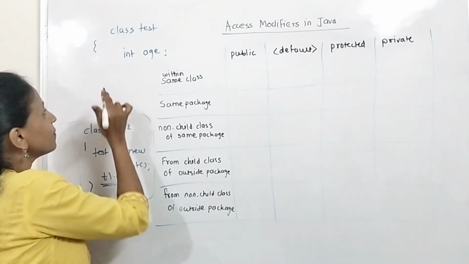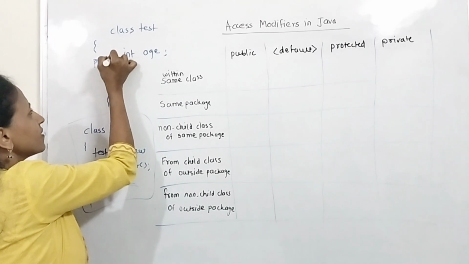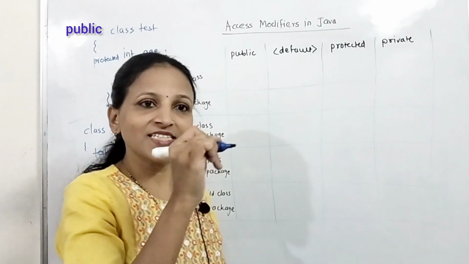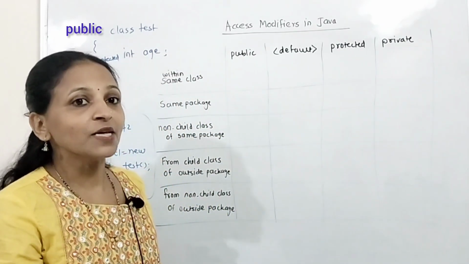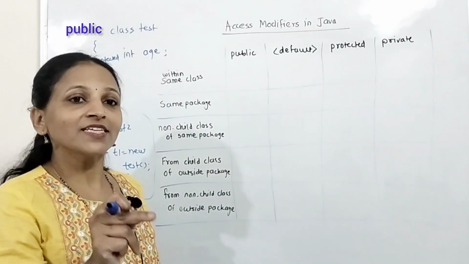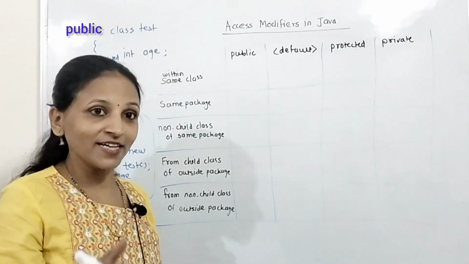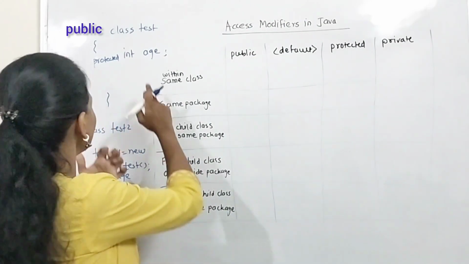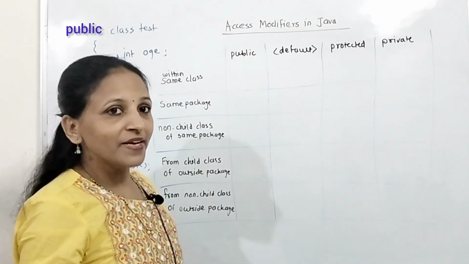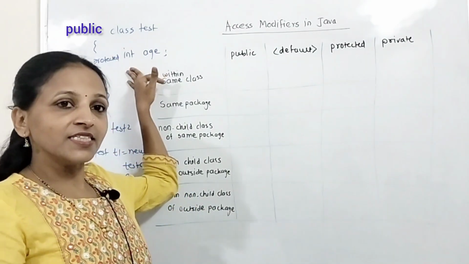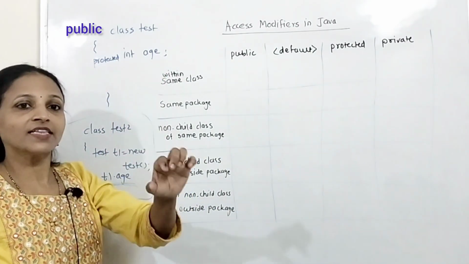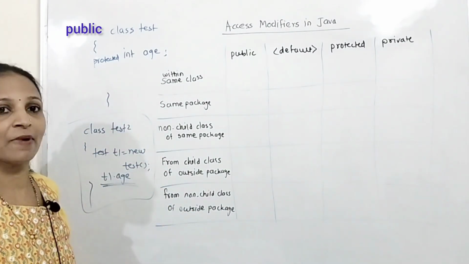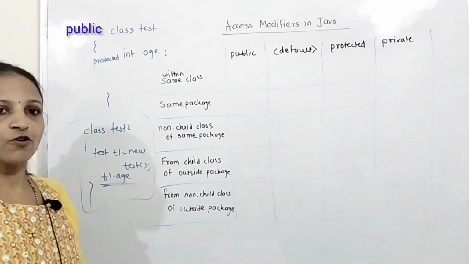Suppose I am writing here protected. Protected members are accessible within the same class, within the same package, and outside the package, but only if there is a child class of this class outside that package. If anything is declared as public, it is accessible everywhere. If anything is declared without any access modifier, that is the default access modifier, and it is only accessible inside the same package. Outside that package you cannot access it.